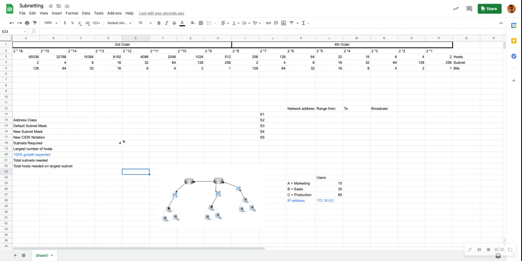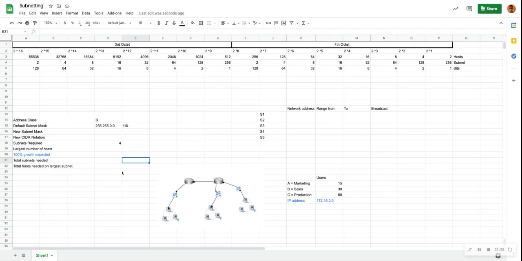The next question I'm going to address is the address class. From the IP address, 172.16.0.0, we know from our previous findings that this is a Class B network. So it fits in that gap between 128 and 191. Okay, so it's a Class B. The default subnet mask for a Class B, and you should remember this by now, is 255.255.0.0, and that's using 16 bits by default. So that's the default CIDR notation.